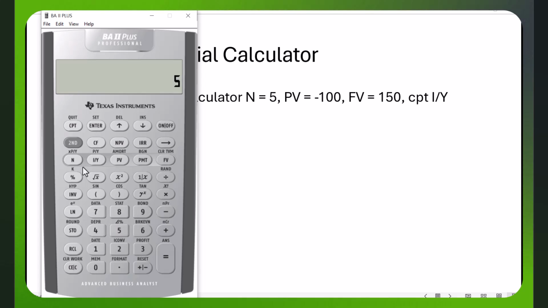N is 5. We don't know what the interest rate is. You're going to have to put the present value in as a negative number. That is because it's a cash outflow. You've taken money out of your pocket and put it in the bank. The future value is a cash inflow, so that's a positive number, 150. And then we can just say compute, CPT I/Y, and we get 8.45%.